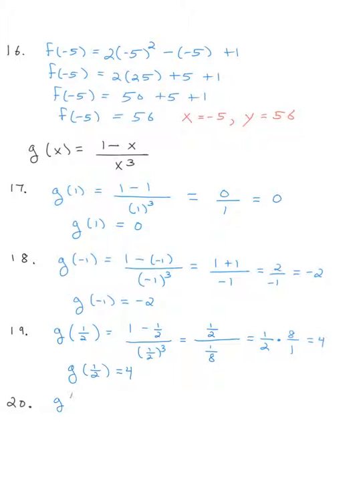And lastly, G of negative 2/3. Same idea. We have 1 minus a negative 2/3, being careful with parentheses, divided by negative 2/3 cubed. Alright, in the numerator, it's a minus. This is really 1 plus 2/3. And the denominator is going to be negative because you're cubing a negative. If you cube 2, you get 8. And if you cube 3, 3 times 3 is 9 times 3 is 27.